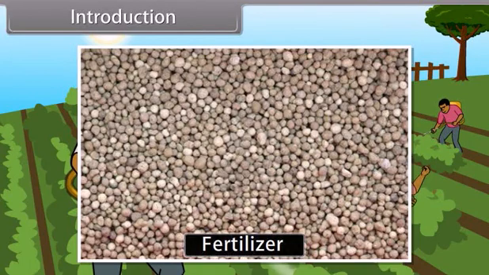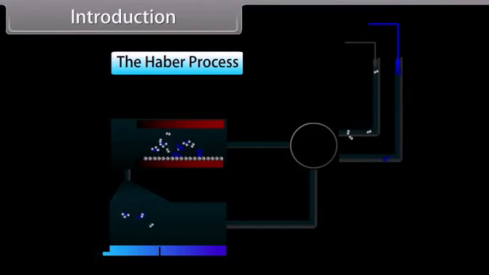To meet the high demand of ammonia, it is manufactured on a large scale by Haber's process. The Haber process combines nitrogen with hydrogen into ammonia. Nitrogen is an important element in the p block of the periodic table. So students, today we'll study about the p block elements.